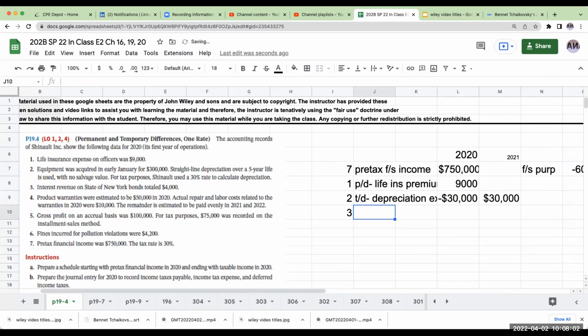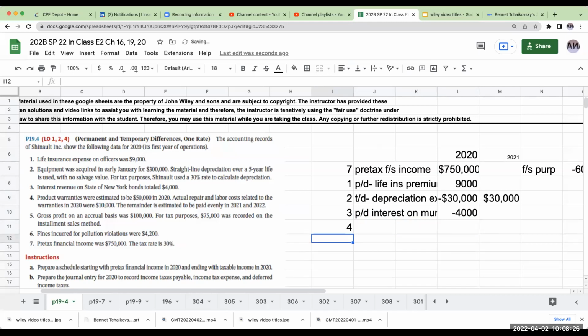Interest revenue on the state of New York bonds totaled $4,000. This is what is known as municipal bond interest, so this is interest on munis. This was income in my pre-tax financial statement income. However, I don't have to pay tax on it, so I'm going to take out $4,000. Again, that is a permanent difference. It is not going to reverse.